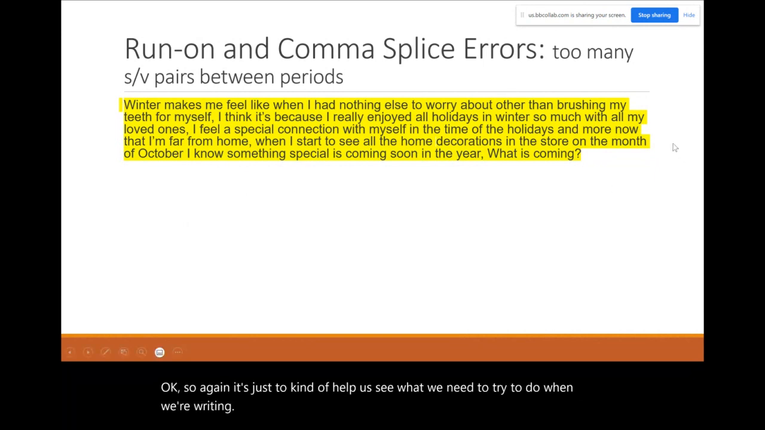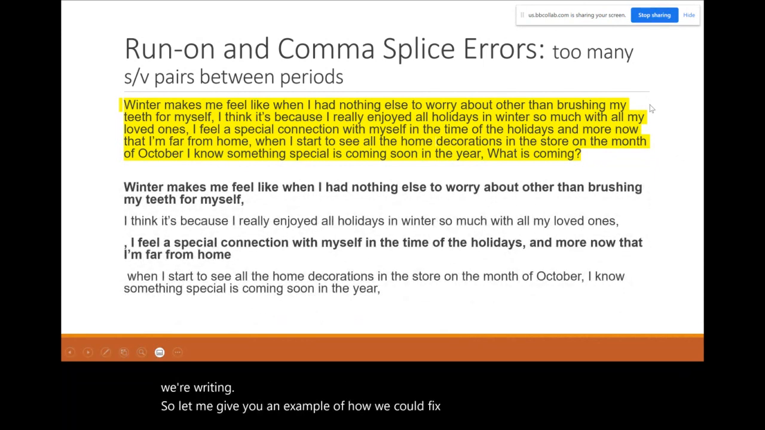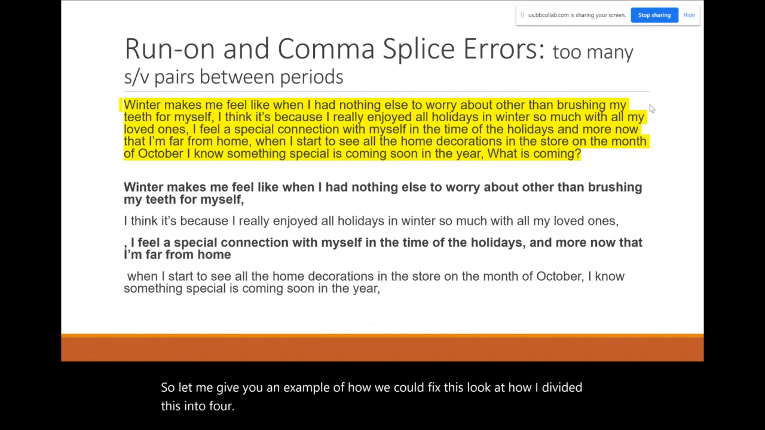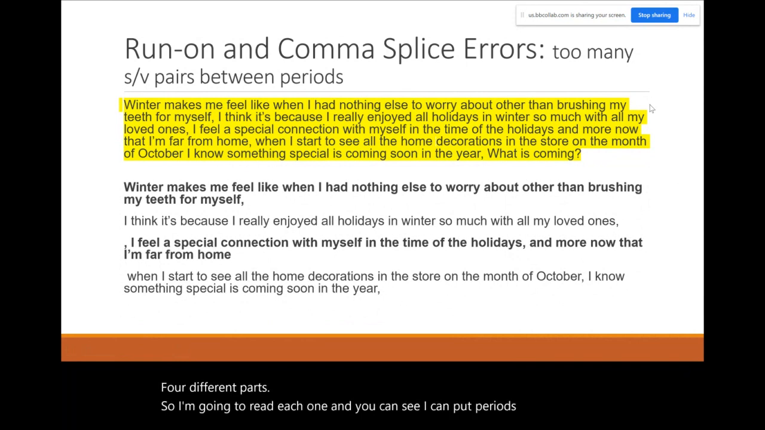So let me give you an example of how we could fix this. Look at how I divided this into four different parts, okay? So I'm going to read each one, and you can see I can put periods after each of these, okay?